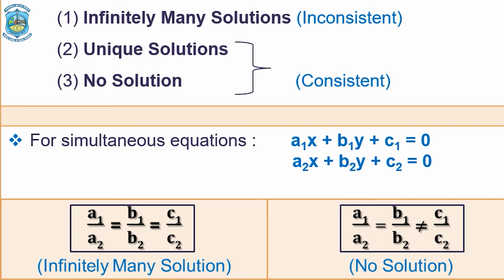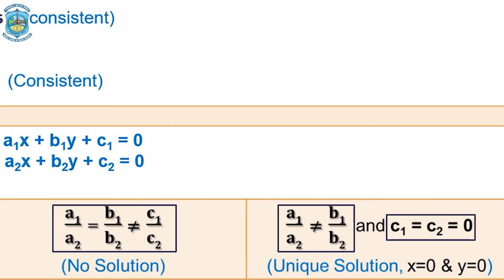Also, if a1 upon a2 is equal to b1 upon b2 and it is not equal to c1 upon c2, then we say that there is no solution to this kind of equations. And if a1 upon a2 is not equal to b1 upon b2 and c1 is equal to c2 is equal to 0, then we say that there is only one unique solution, that is x equal to 0 and y is equal to 0.